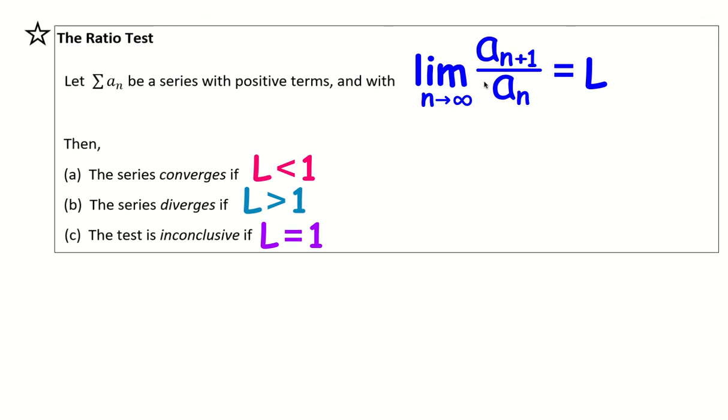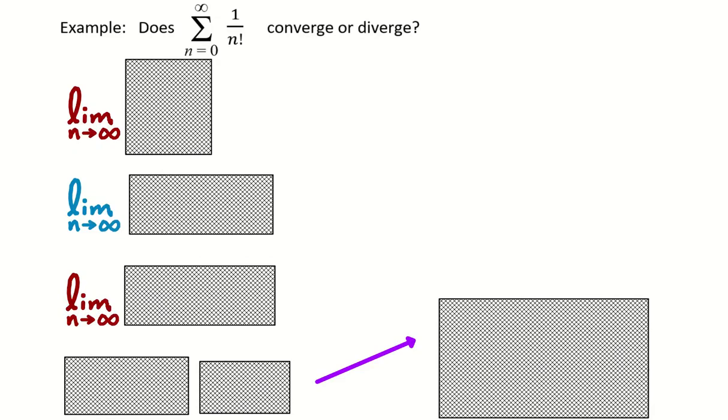So again, you take the limit of this ratio, and you get some limit, and then you analyze that limit and make a conclusion based on what that is. Okay, so here we go. Let's see this in action.